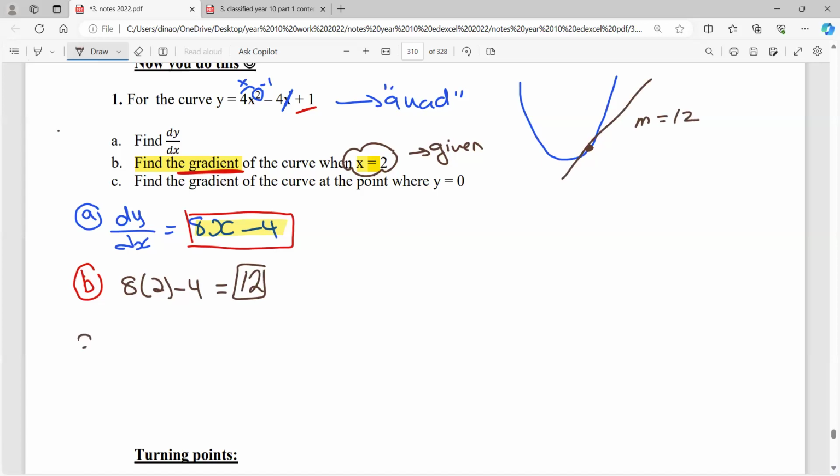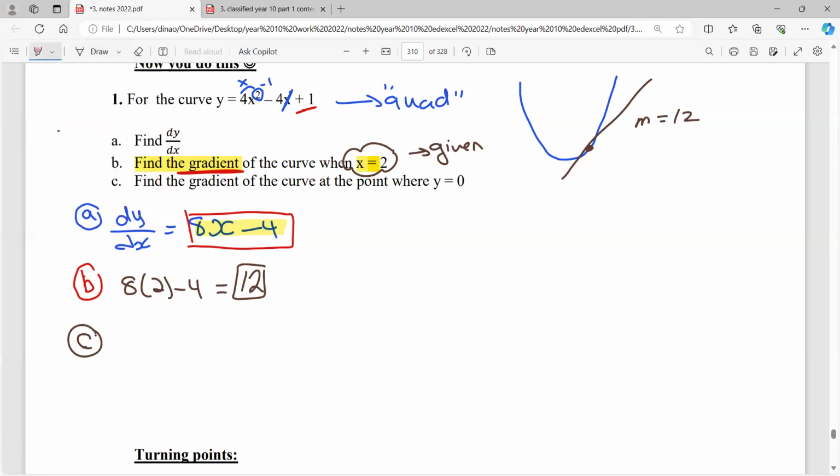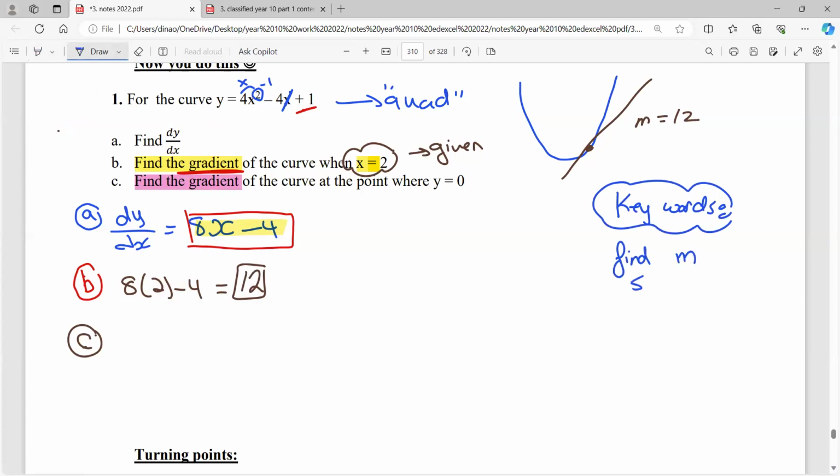Let's continue to question number C. Question C says find the gradient. Find the gradient, just so we agree on the keywords. Whenever the question says find the gradient, it means I substitute in the differentiation.